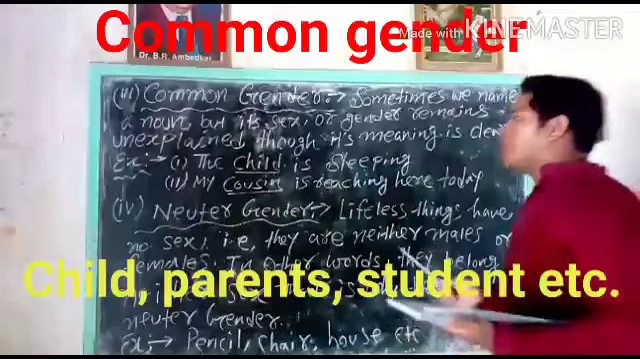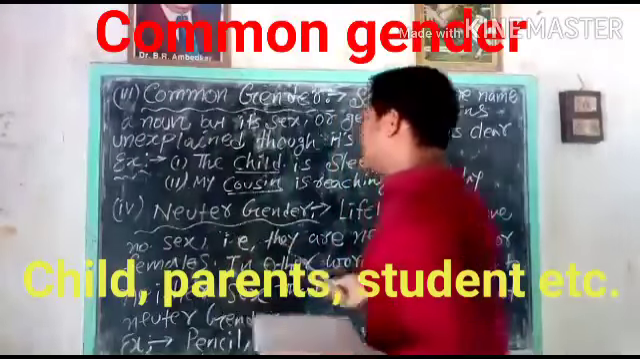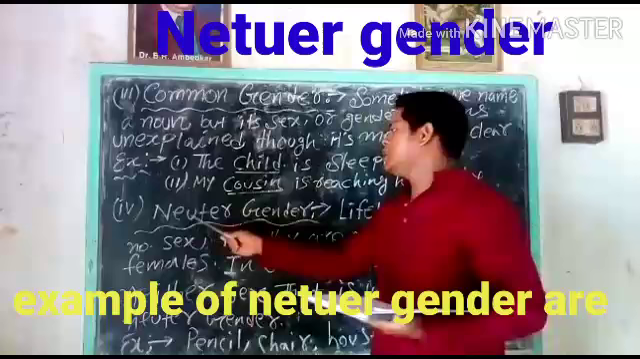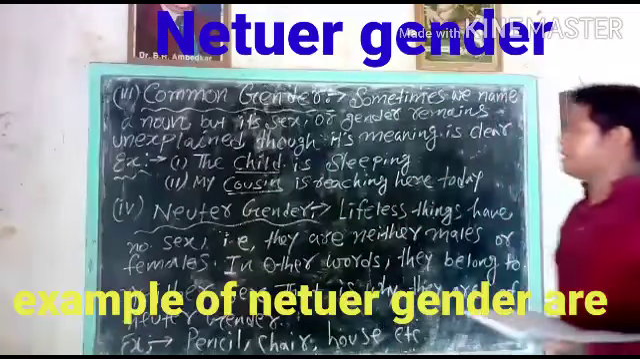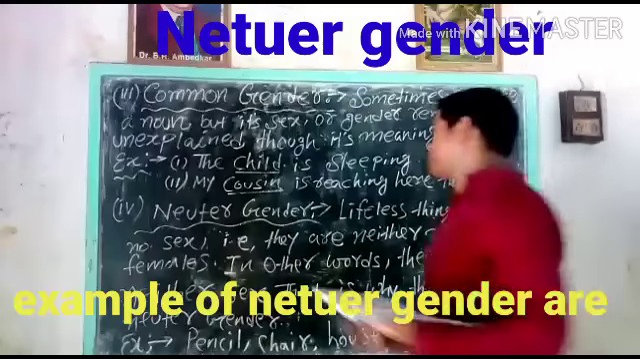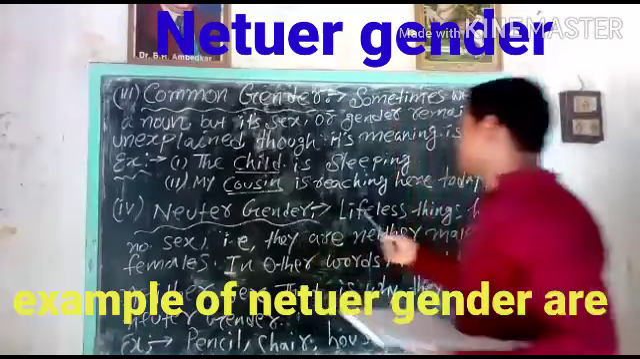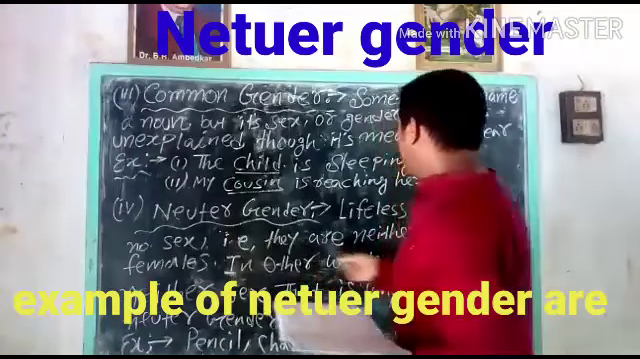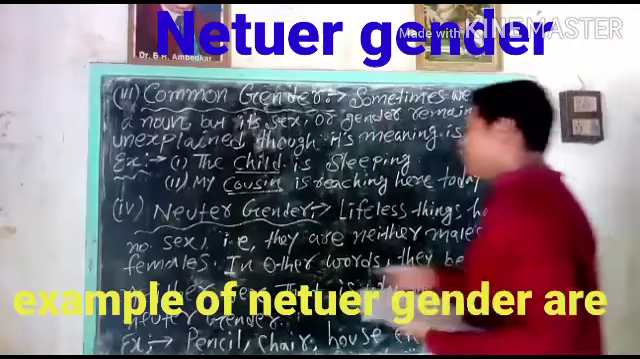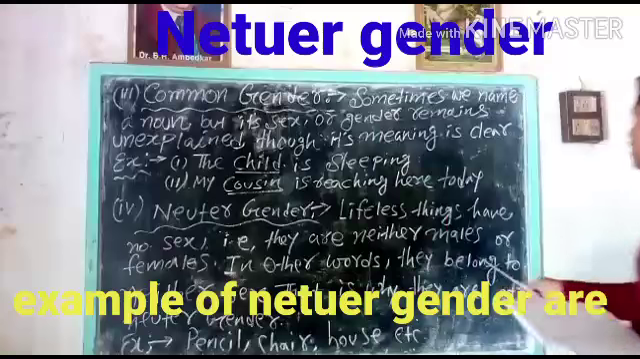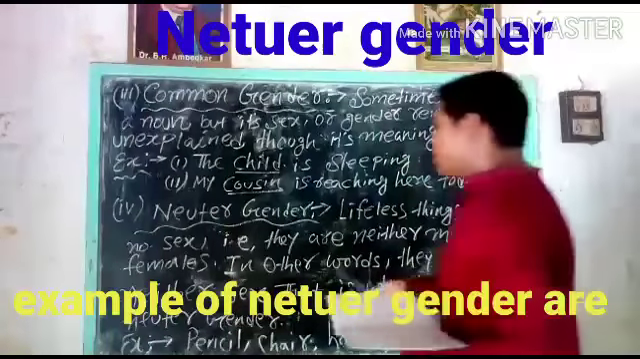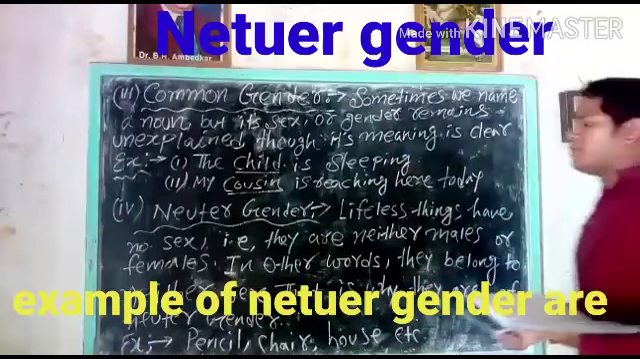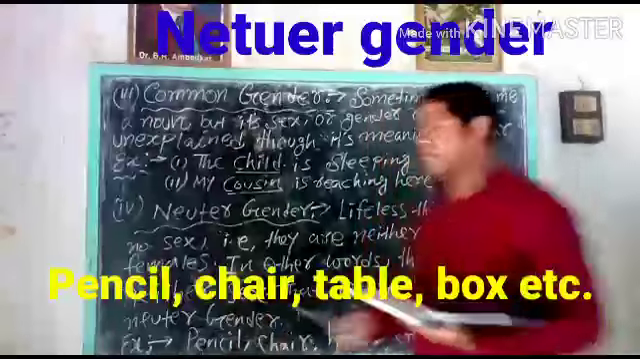Okay. Now come to the fourth one, number 4. It is neuter gender. What do we mean by neuter gender? The definition of neuter gender says lifeless things have no sex. That is, they are neither male nor female. In other words, they belong to neither sex. That is why they are of neuter gender.